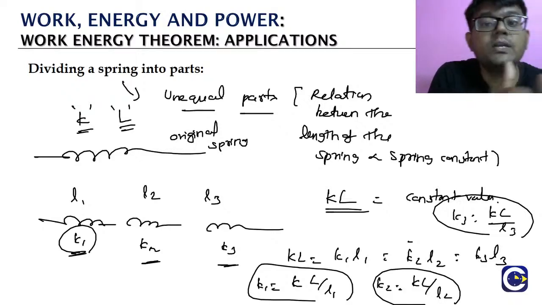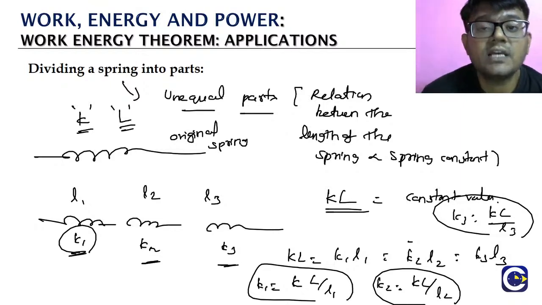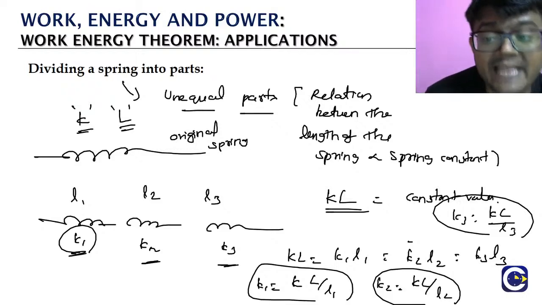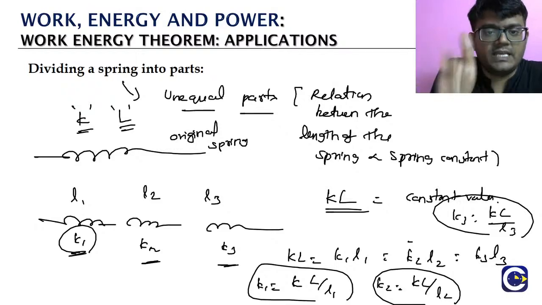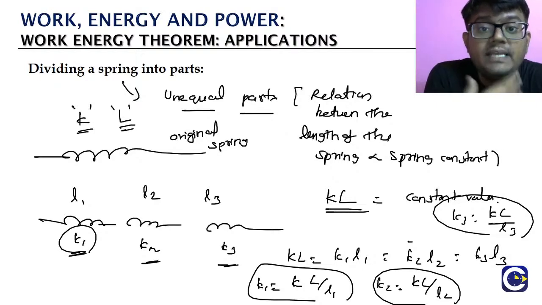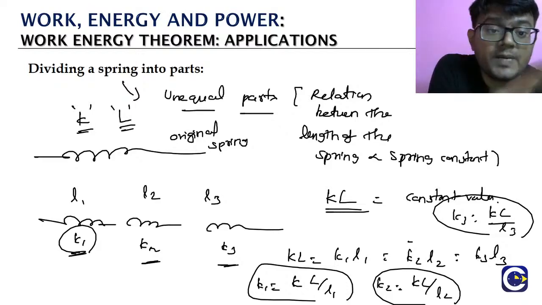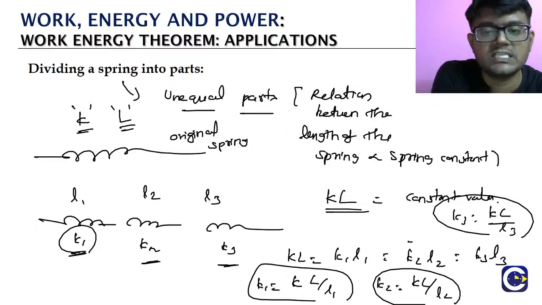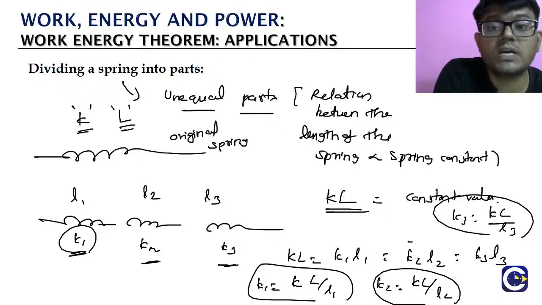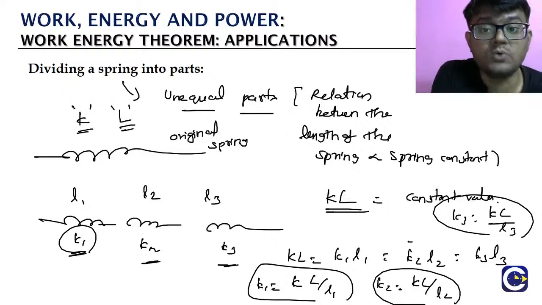So when you are dividing a spring into unequal parts, we use the relation between the spring constant and the length of the spring. For a spring divided into different parts, the constant multiplied by length is common for all parts, and equal to the constant of the original spring multiplied by its own length. Using this relation we find the spring constant of each part. This is an important result, because it has come in NEET in past years: dividing the spring into unequal parts. Okay?